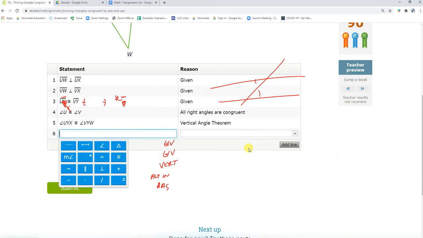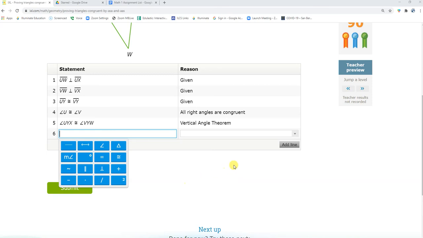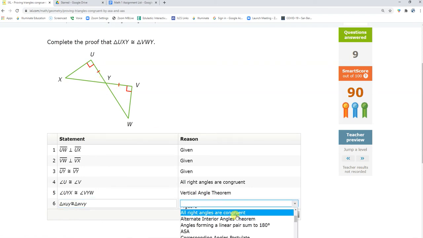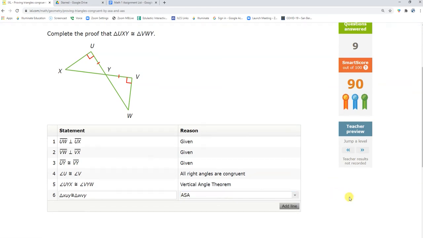Challenge zone. Okay. Whoa, look at all that crazy stuff. Now I have to add the other pieces to it. Oh, it's basically saying at the end which two triangles are congruent. So let's go with triangle XUY, which is congruent to triangle WVY. So I know the two triangles are congruent. How do I know they're congruent? It's going to be angle, side, angle, because these are verticals right here. The two triangles are congruent by angle, side, angle.